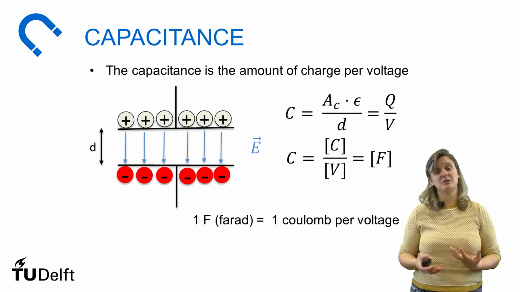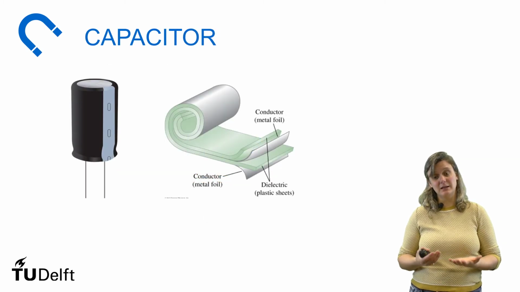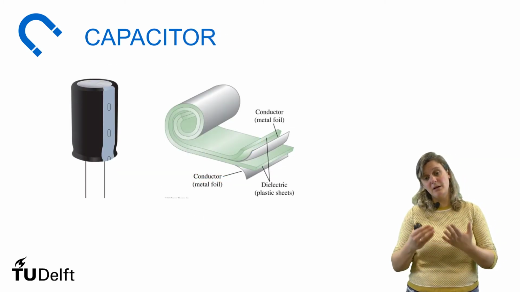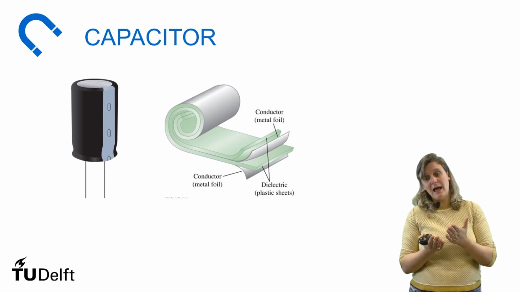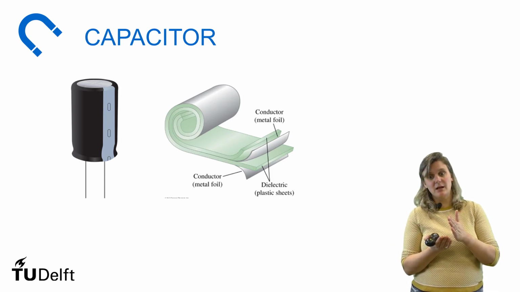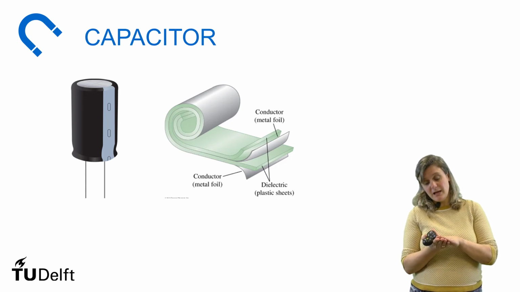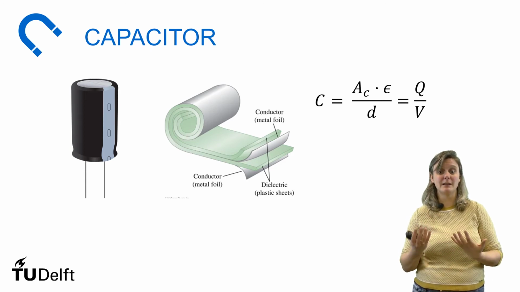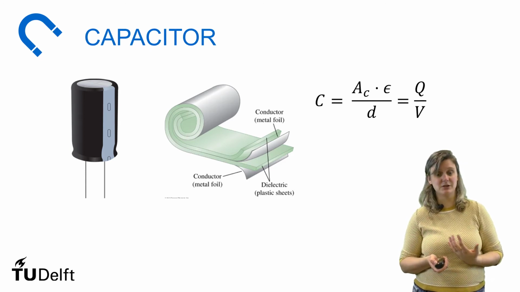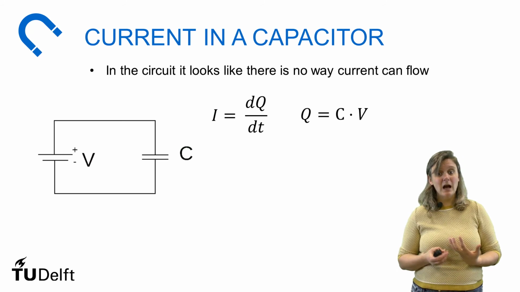And now you start to see why capacitors look like this. They have a very large area because they're basically a rolled up piece of metal, and in between they have a so-called dielectric material that makes the capacitance even higher. So if we go back, it's basically the dielectric constant epsilon: if you make that larger, you have a larger capacitance.